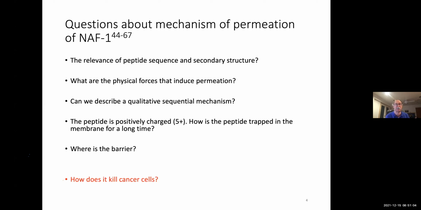NAF1, for example, without any further design of what I just described, passes through the plasma membrane of the cancer cell without damaging the plasma membrane, and goes to the mitochondria. And once it goes to the mitochondria, it kills the mitochondria, and then the rest of the cell dies, as in the picture that we have seen.